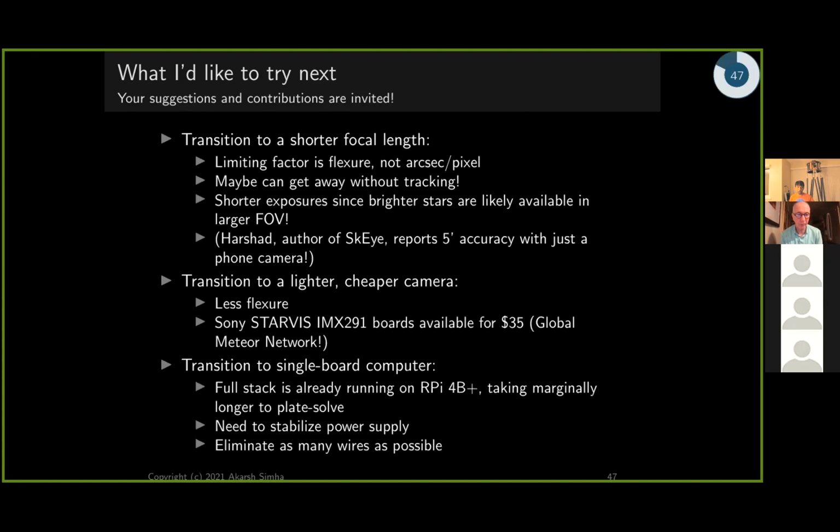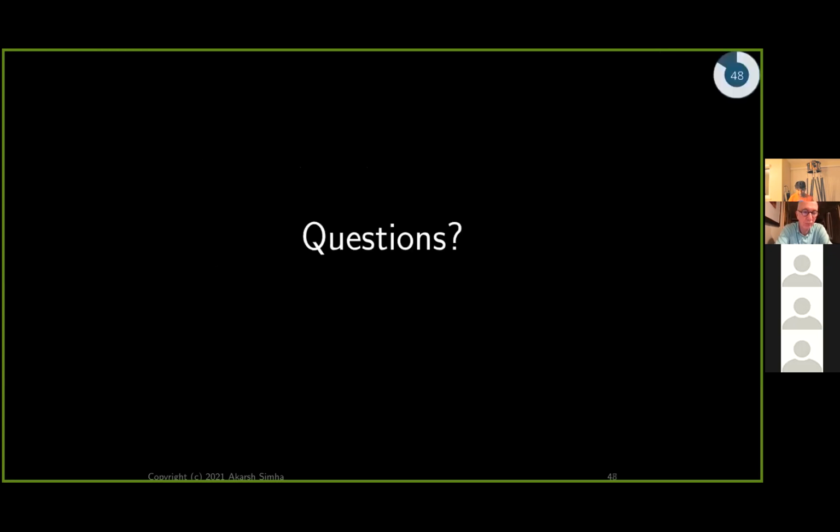The other thing I want to do is transition to a single board computer. So I already have my full plate solving stack running on RPi 4B+, and it takes marginally longer to plate solve. And unfortunately, my field test failed. And I think it's the power supply stability issue. So I need to stabilize the power supply. And I also would like to eliminate as many wires as possible. So that's where I am, what I'd like to try next.